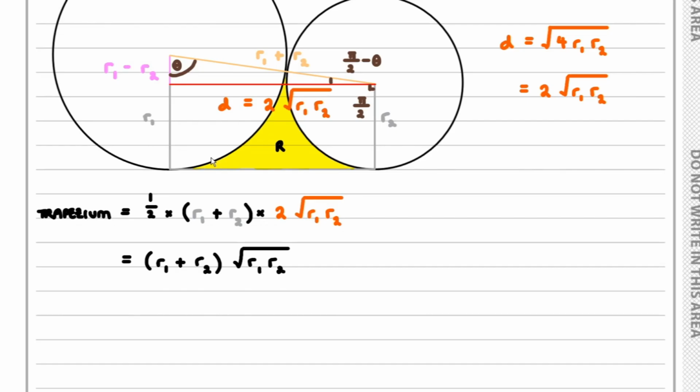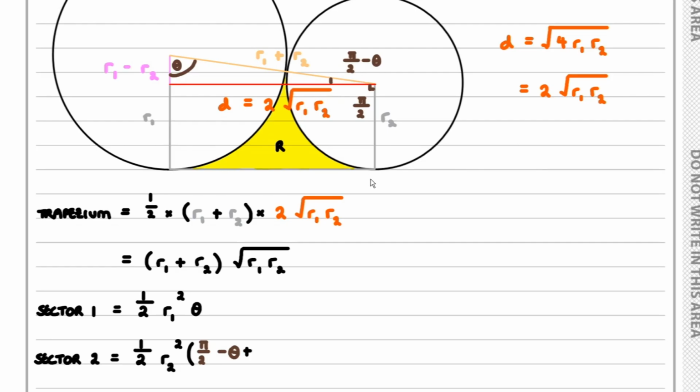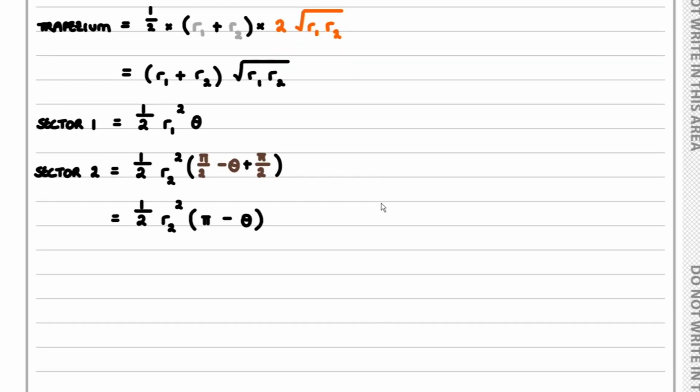Now we've got this sector from the first circle. That will be given by a half r1 squared theta. Now for the second sector here, we've got a half times by r2 squared, and then we have to times by this total angle, which is a sum of pi over 2 take away theta added to the pi over 2. So the area of sector 2 is a half r2 squared times pi take away theta.